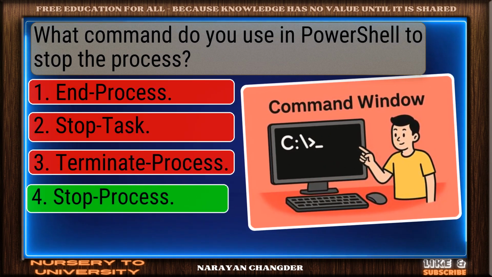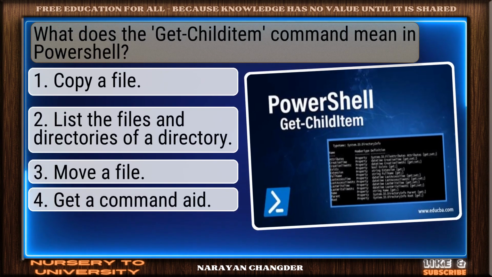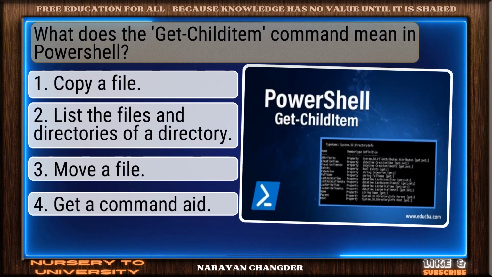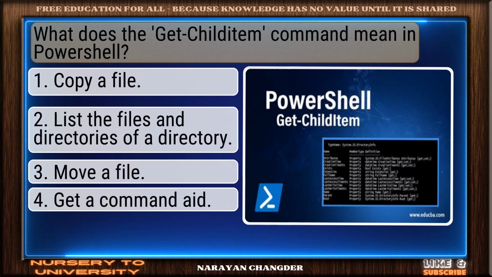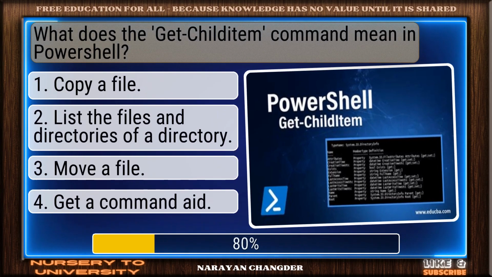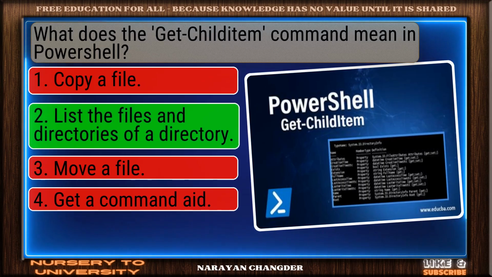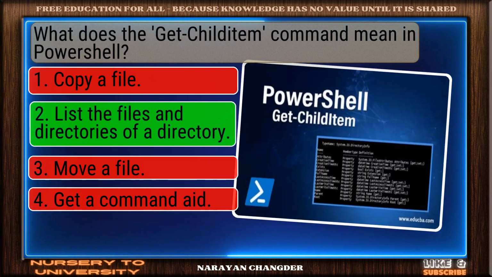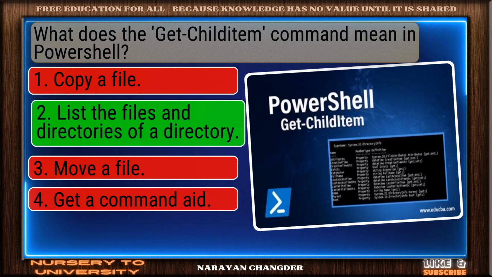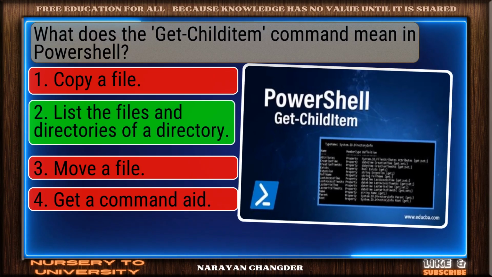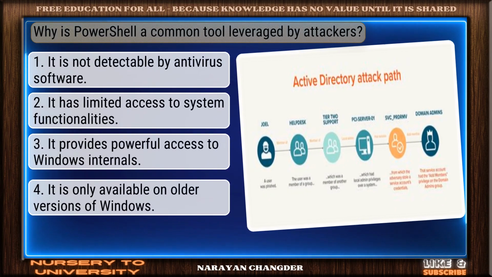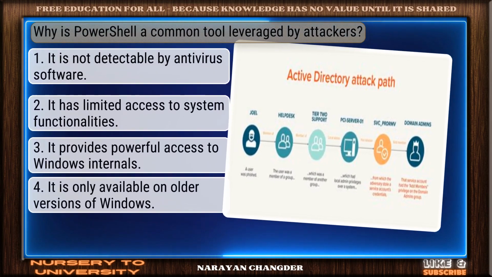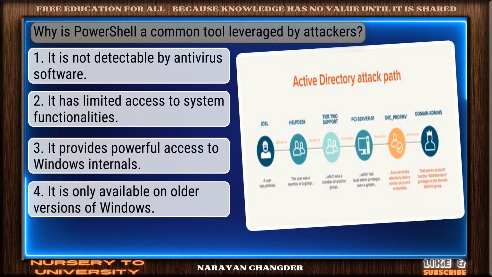Bravo, Stop-Process is the answer. Question number 39. What does the Get-ChildItem command mean in PowerShell? Exactly. List the files and directories of a directory makes sense, and it is the right choice. Question number 40. Why is PowerShell a common tool leveraged by attackers?